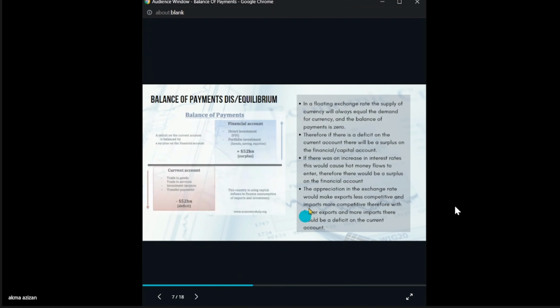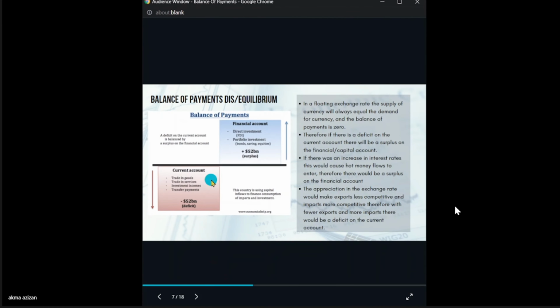All right. I'm going to talk about balance of payment disequilibrium and equilibrium. When the demand and the supply of any foreign currency in a country in a given time period are equal, it is termed the equilibrium position. And a disequilibrium in the balance of payment means that the condition is either a deficit or a surplus.